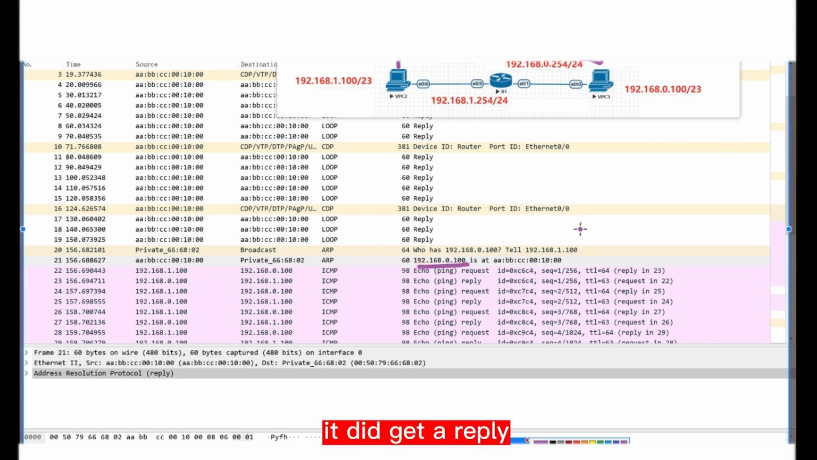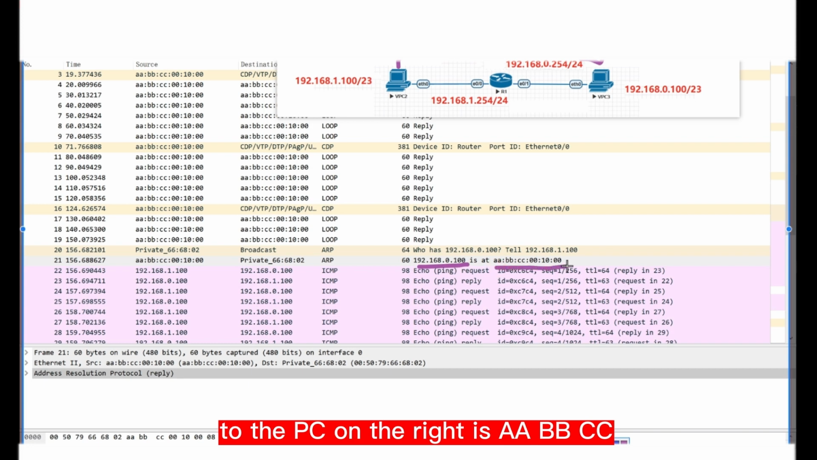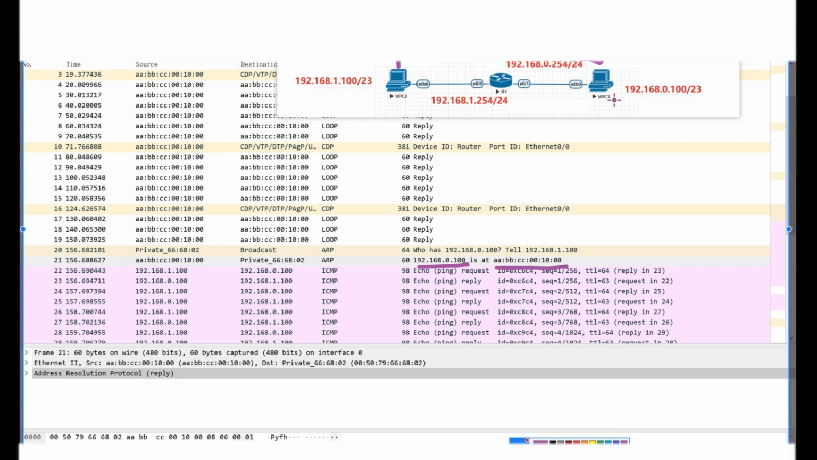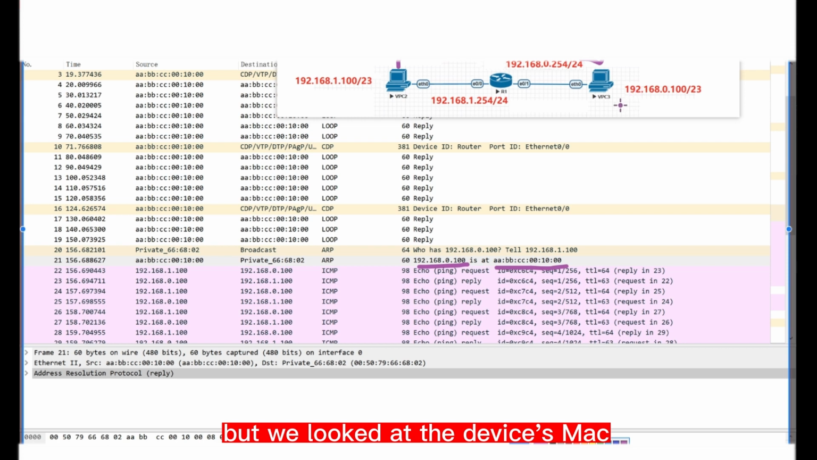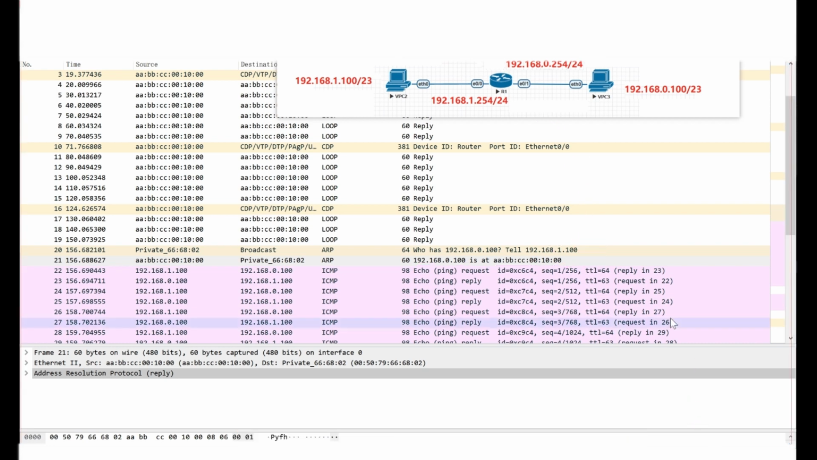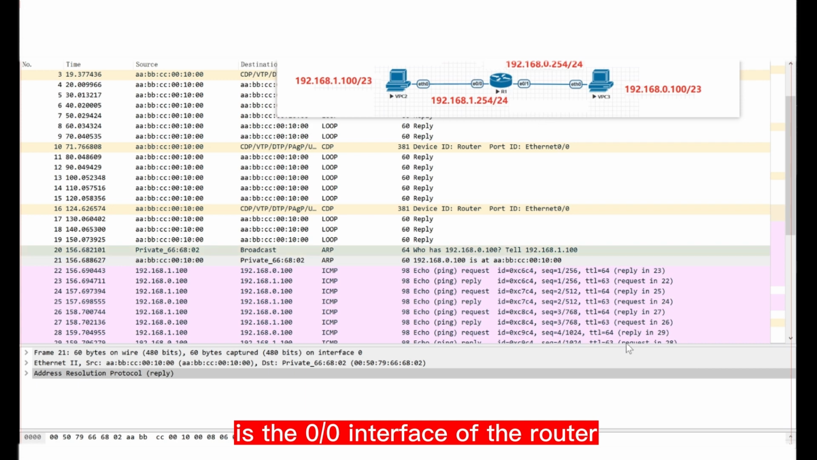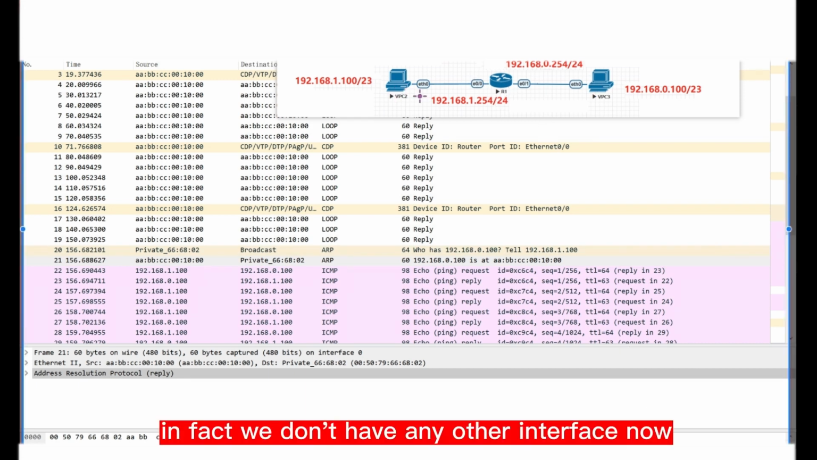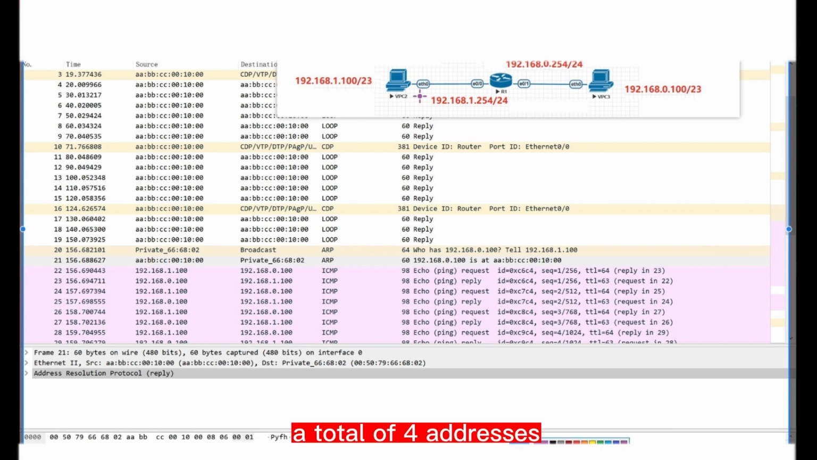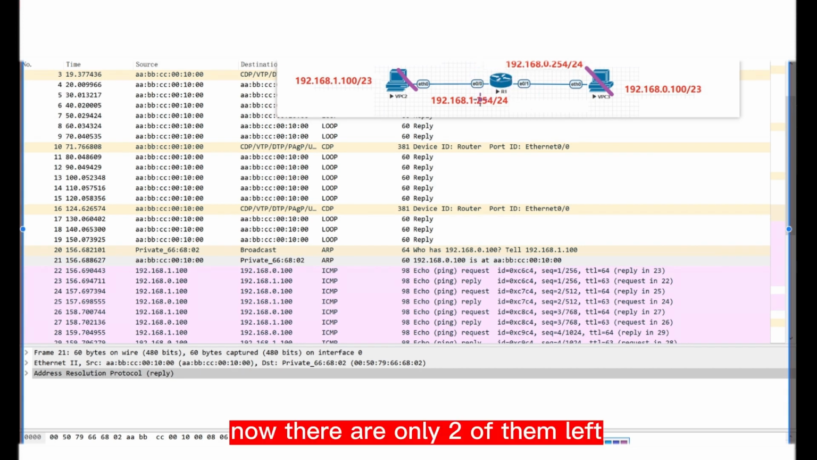It did get a reply. Now the MAC corresponding to the PC on the right is AABBCC. But we looked at the device's MAC and found that it is not the MAC address. So, whose MAC address is this AABBCC? Is it the 0/0 interface of the router? In fact, we don't have any other interface now. A total of 4 addresses. Both of them ruled out.